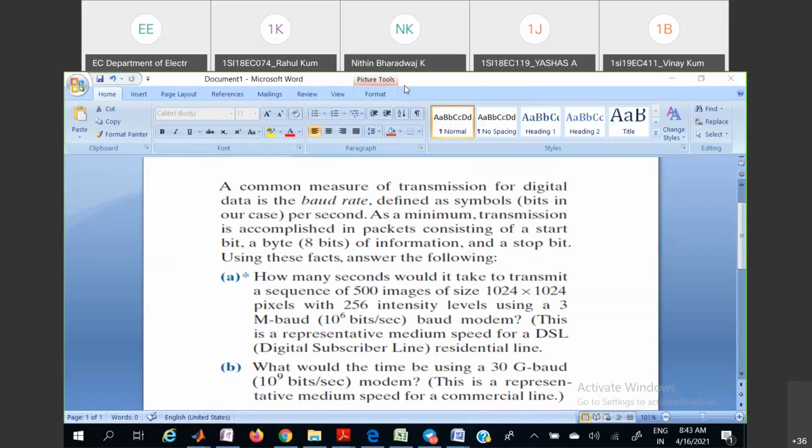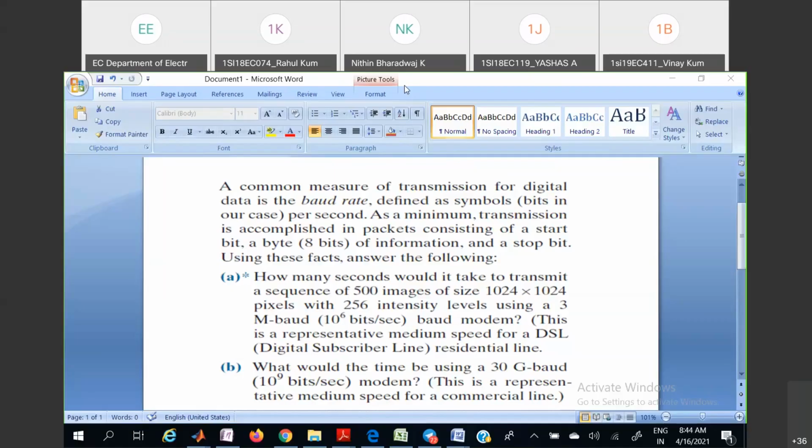First, calculate the number of bits to represent this data. What is the data? A 1024 cross 1024 image. Each pixel is represented using 8 bits, because 256 gray levels means 8 bits. But please understand, every 8-bit data gets added with 2 more bits, one start bit and one stop bit. Even though it is 8-bit information, there are additional 2 bits for synchronization. So every pixel will now be 10 bits, because every pixel gets added with a start bit and stop bit.